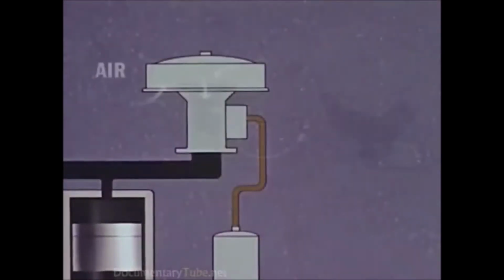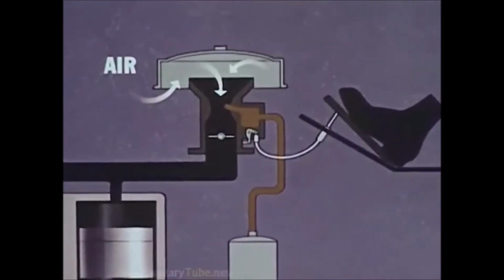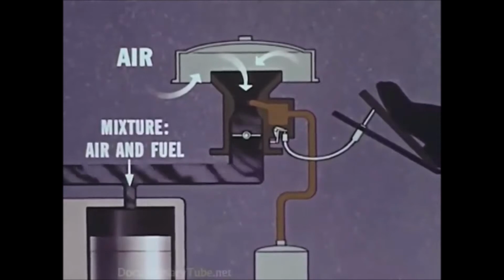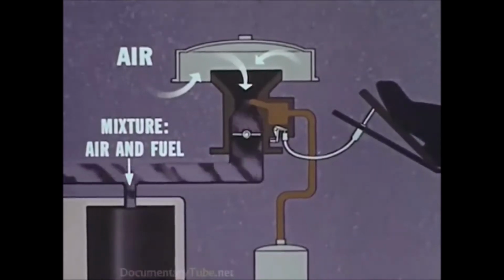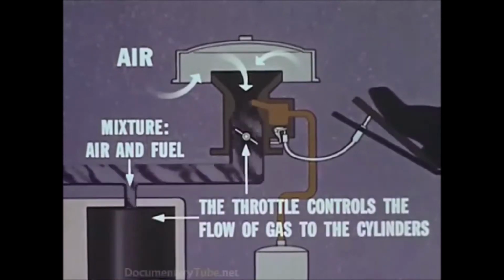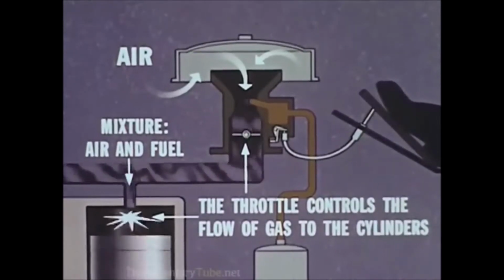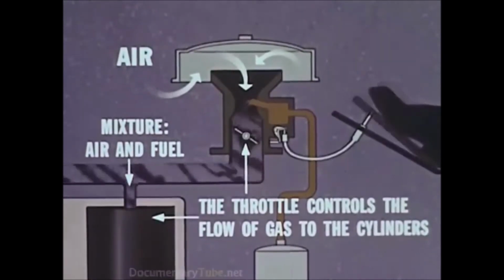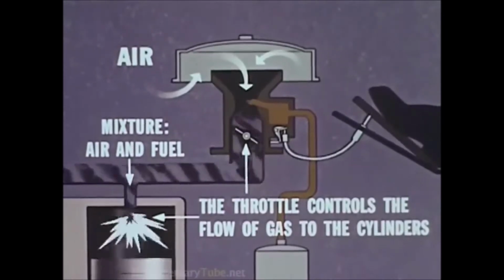Here's a closer view of the carburetor. A linkage connects the accelerator pedal with a valve in the carburetor. Stepping on the gas opens this valve wider, increasing the gas flow and speeding up the engine. Easing off on the pedal reduces the flow and the engine slows down.